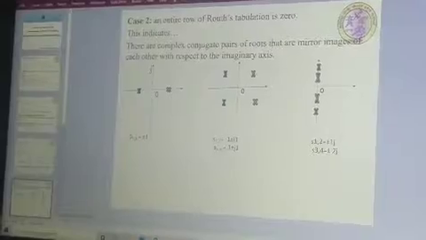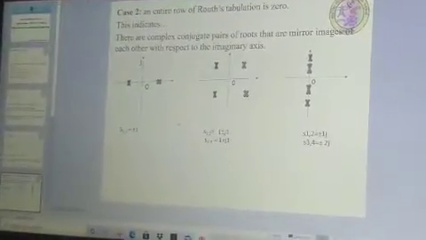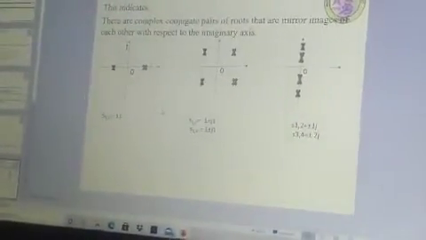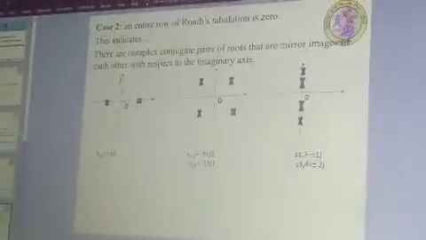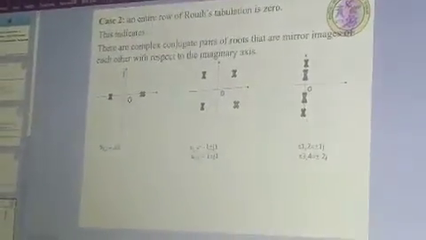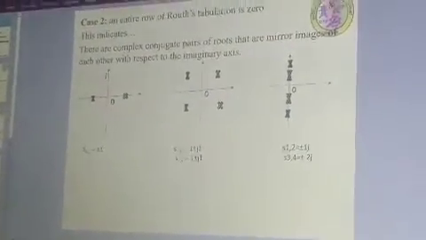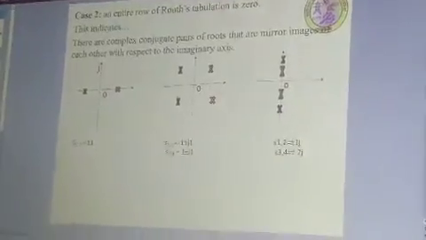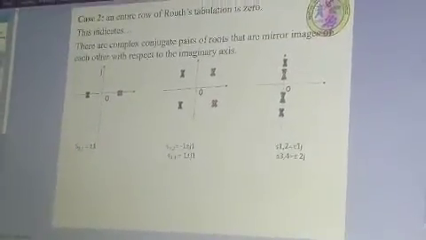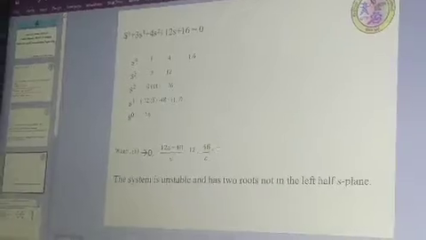Now the second case. What is the second problem you face when solving with the Routh array criteria? The second case is when an entire row of the Routh tabulation is 0. Entire row of the Routh tabulation is 0. What is this entire row of the Routh tabulation?